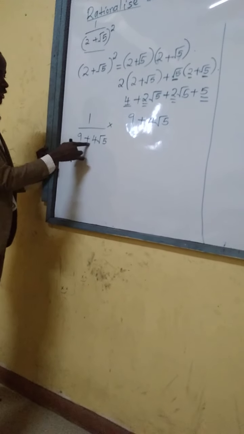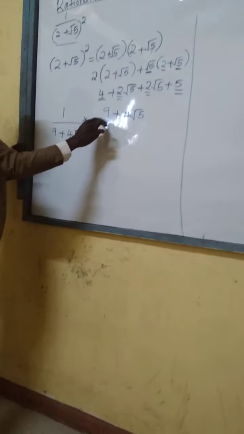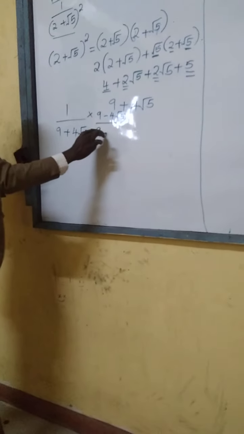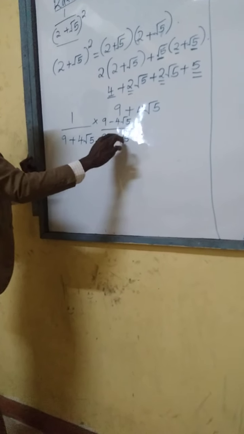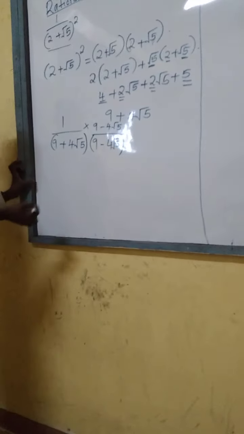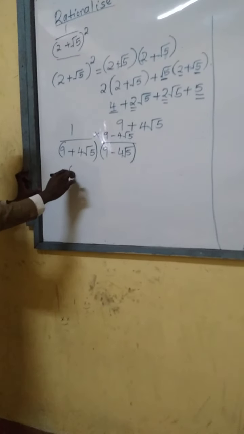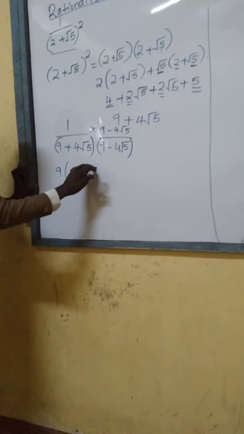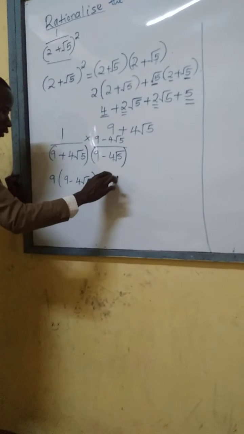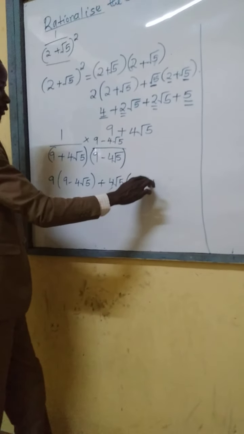So when the sign changes, if this is positive, now we have 9 take away 4 root 5, over 9 take away 4 root 5. Now that is what we have. We multiply the denominator and we multiply the numerator. So we shall have 9 into bracket 9 take away 4 root 5, plus 4 root 5 into bracket 9 take away 4 root 5.